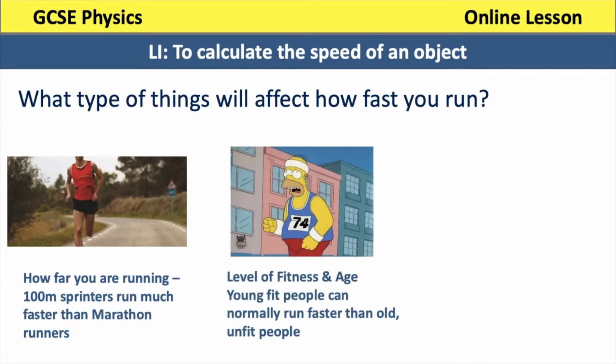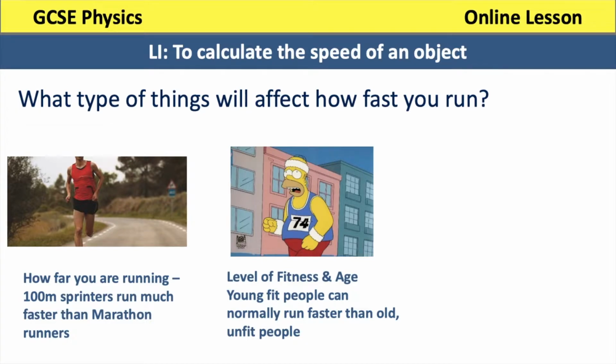Another factor that affects how fast we can run is our level of fitness. Generally speaking, the fitter somebody is, the faster they are likely to be able to run. A very similar factor will be the age of the person, again because you would expect a younger person to be able to run at a higher speed than an older person.